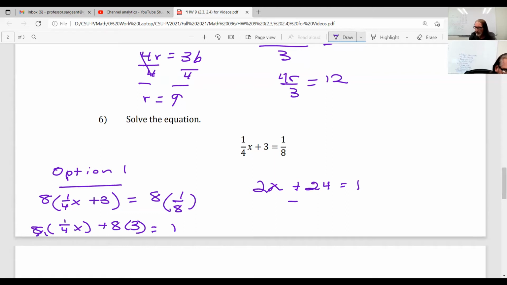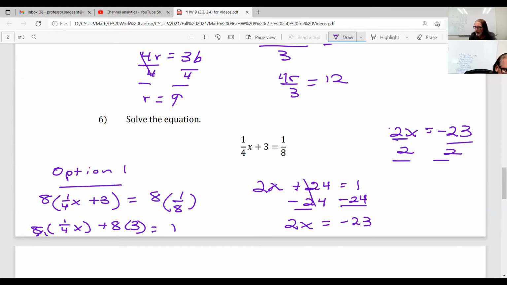Subtract the 24. 2x equals negative 23. And I'll divide both sides by 2 to get x alone. And I'm not going to be able to reduce this, so I will leave this as negative 23 halves. As a check, and then I'll show you a second option.